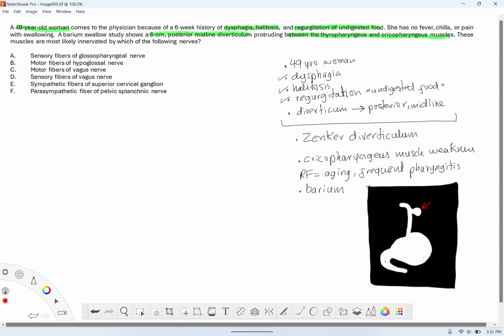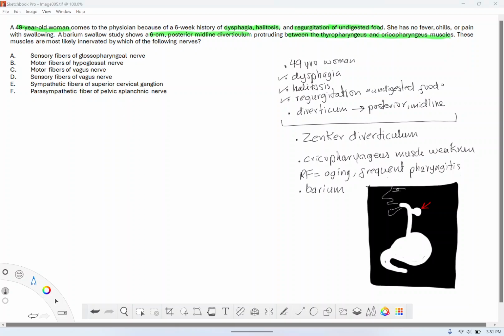Okay. Assuming this is the oral cavity, the chin, mouth, nose of a person, eye. Okay. All right, so that's what we'll be looking for on barium. That's what we'll see. Now let's go back to the question. The question is saying, what nerve innervates these muscles?